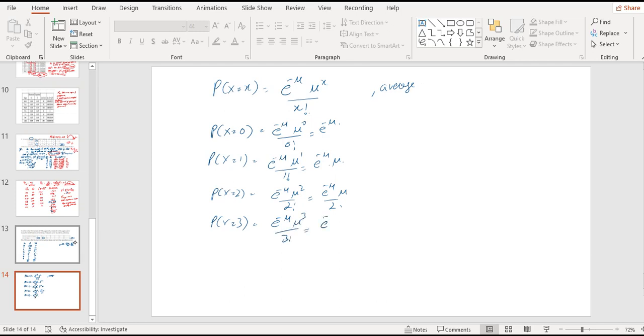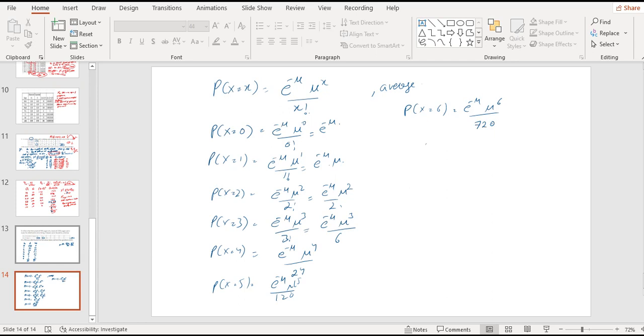So this is e raised to the power minus mu, mu cube upon 6. Similarly for x equal to 4, e raised to the power minus mu, mu raised to the power 4 upon 4 factorial, which is 24. For 5, e raised to the power minus mu, mu raised to the power 5 upon 120. And for x equal to 6, e raised to the power minus mu, mu raised to the power 6 upon 6 factorial, which means 720. Okay, so with the help of this we need to calculate the expected frequency.